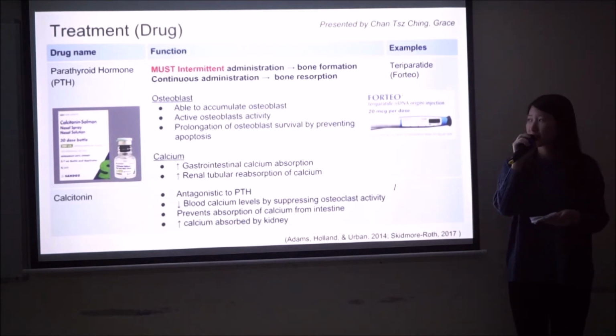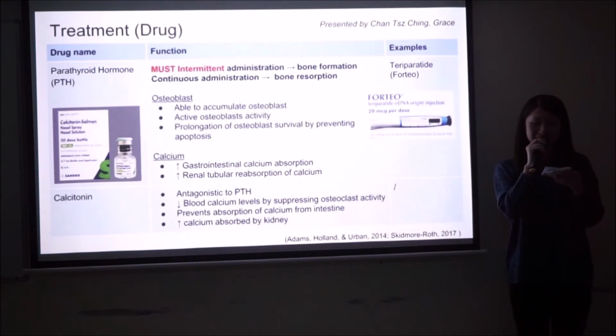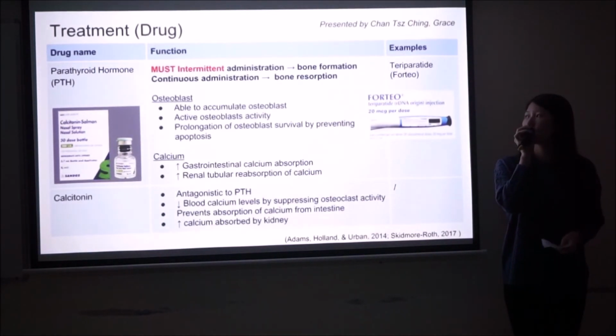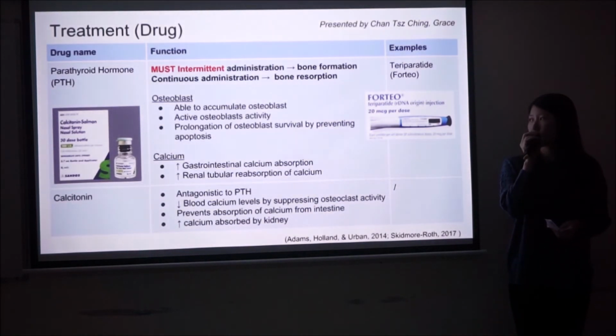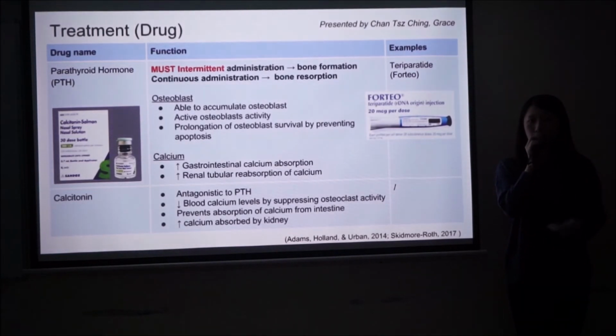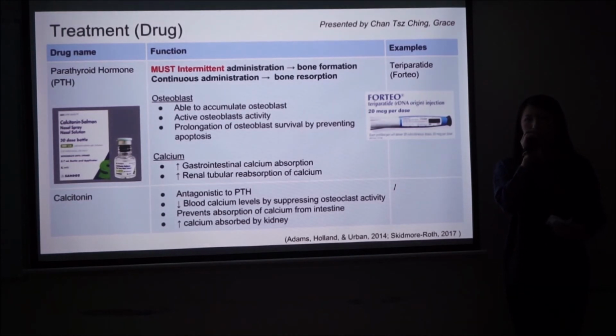Teriparatide and fortil of PTH can be considered for patients suffering from severe osteoporosis. It is able to accumulate osteoblasts and activate their activity as well as prevent osteoblast apoptosis. It is worth mentioning that PTH must be administered intermittently because it facilitates bone formation. In contrast, continuous administration brings the opposite effect and causes bone resorption.